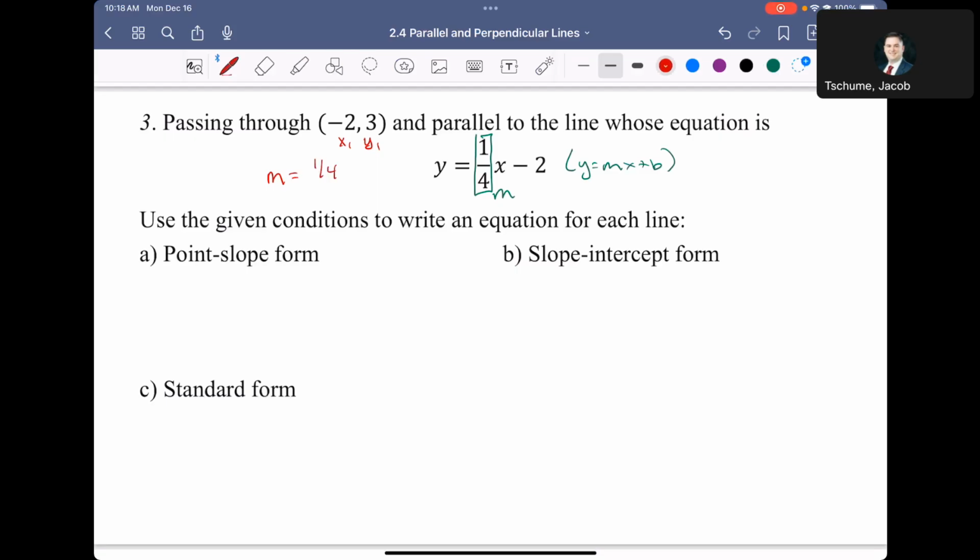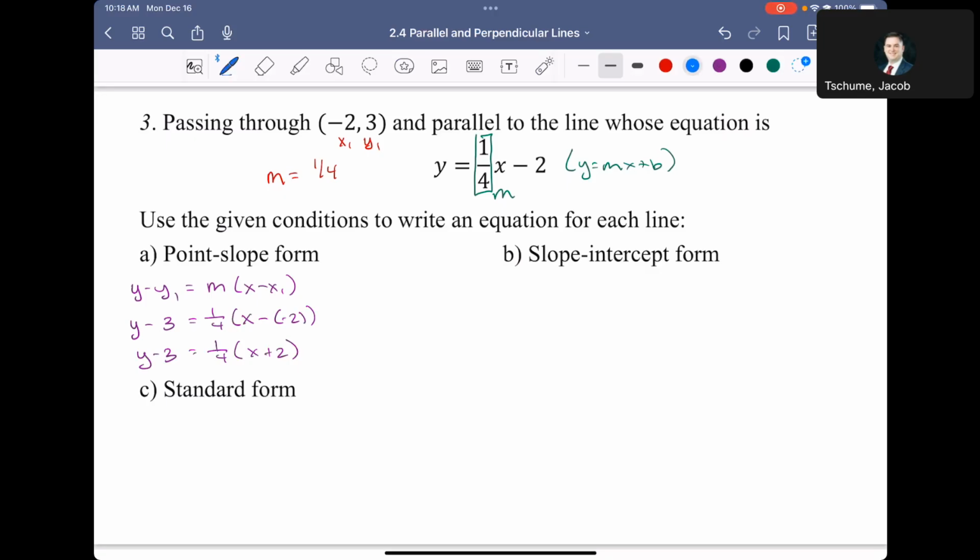Using just that information, we can now write the equations of our lines. So if you remember, point slope form is y minus y1 equals m times x minus x1. If I plug my numbers in, you will get y minus 3 equals 1/4 times x minus a -2. This will be y minus 3 equals 1/4 times x plus 2.